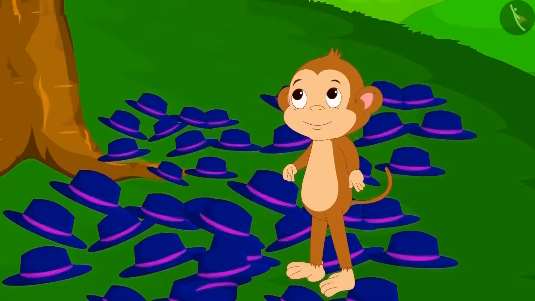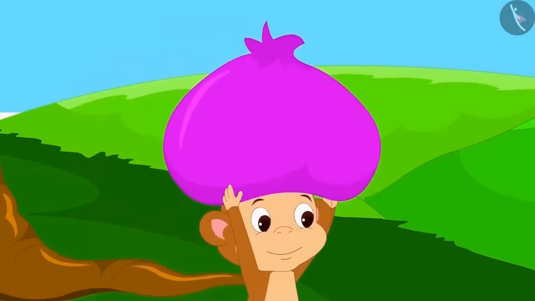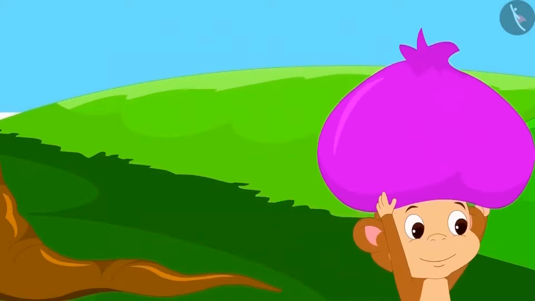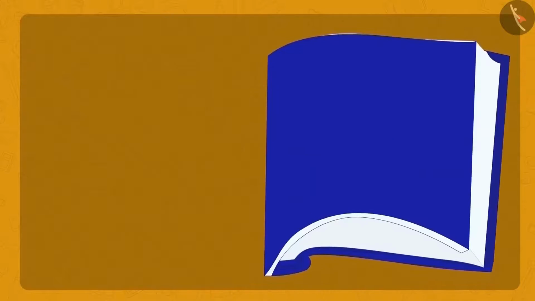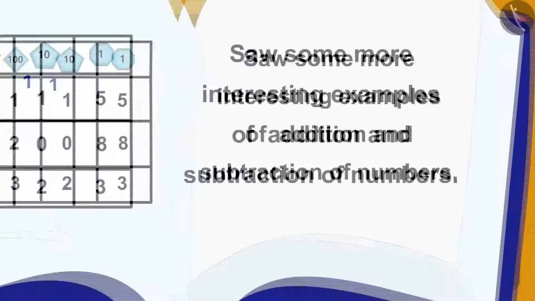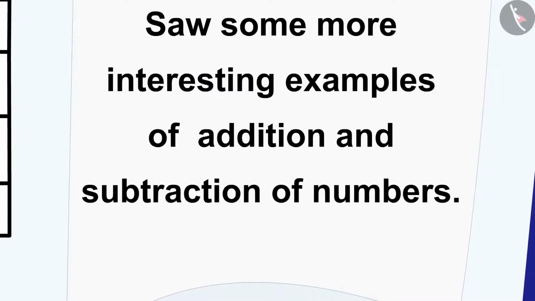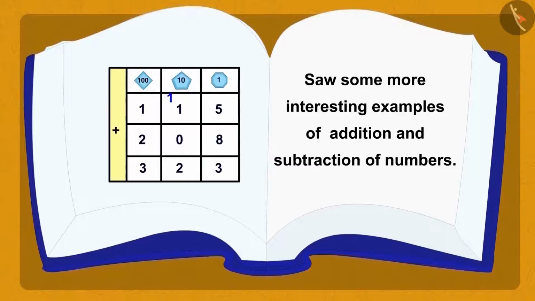Babban immediately collected all the hats and proceeded towards the city. Thus, Babban taught the monkeys a good lesson. From that day, the monkeys never bothered anyone. Children, in this lesson, we have seen some more interesting examples of addition and subtraction of numbers. In the next lesson, we will learn some interesting facts about it.